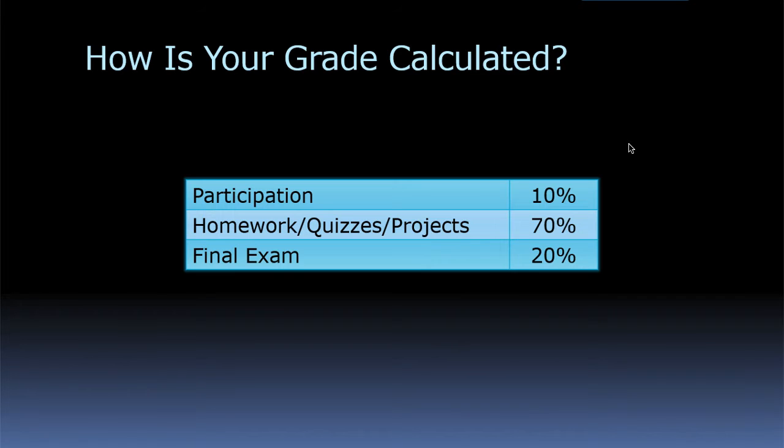How's your grade calculated? Basically, participation is just 10%. Basically, that's just how active you are in the discussions. And then the homework and quizzes and projects, that counts for 70% of your grade.